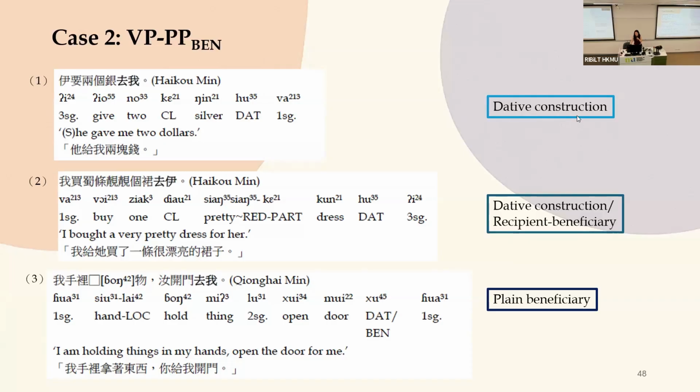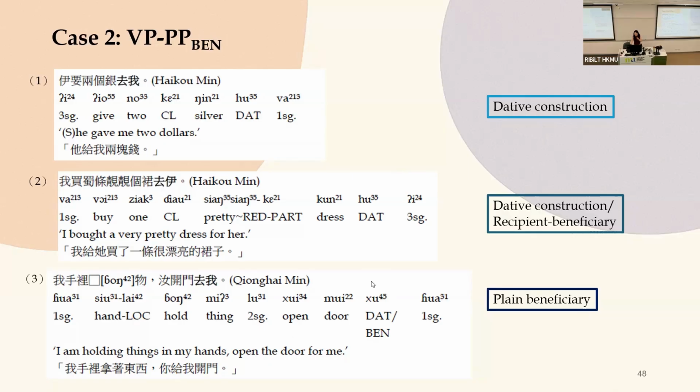And from this dative construction, we can have a bridging context of having a dative construction with a recipient beneficiary. Like here, "I bought a very pretty dress for her." This is like I'm benefited because I receive a certain thing. So we can still use the same dative constructions to express similar meanings. And in Hainan Min, you can express this bridging context with dative construction and recipient beneficiary using the same postverbal PP construction as well.